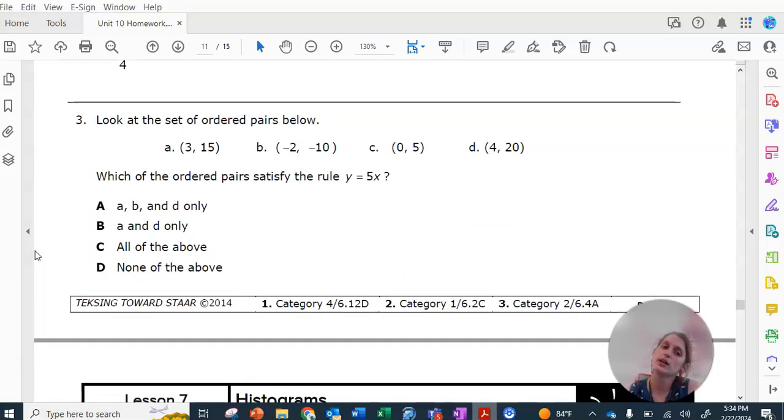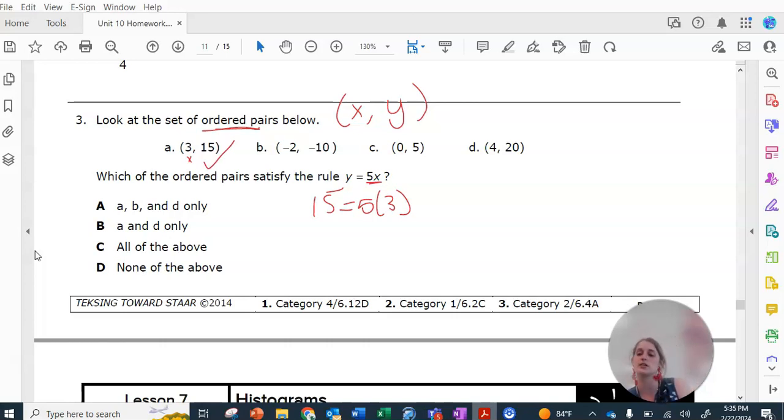Last but not least, we're looking at what can satisfy the rule, which means which ones make the rule true. These are all ordered pairs, which means we're going x first, then y second. So you're going to say, okay, my rule is 5x, that's 5 times x. In A, my x is 3. Is 5 times 3 equal to 15? Yes? Okay, then this one is true, and it satisfies the equation.